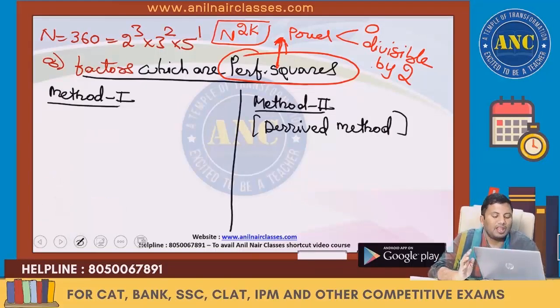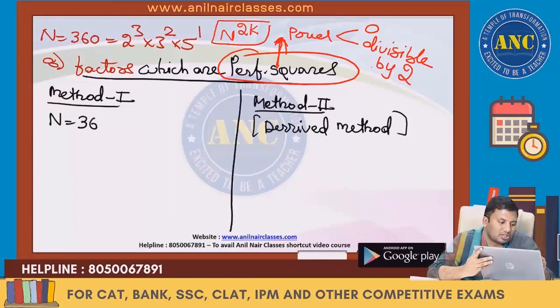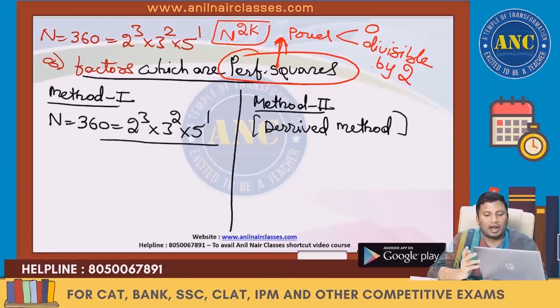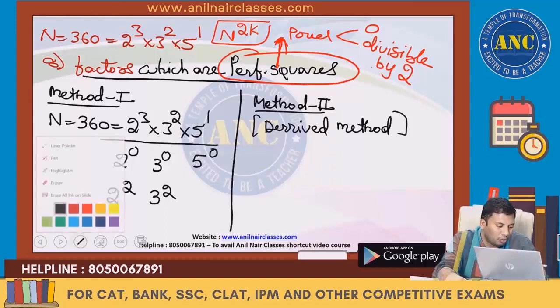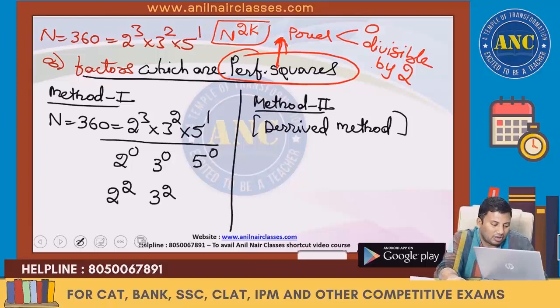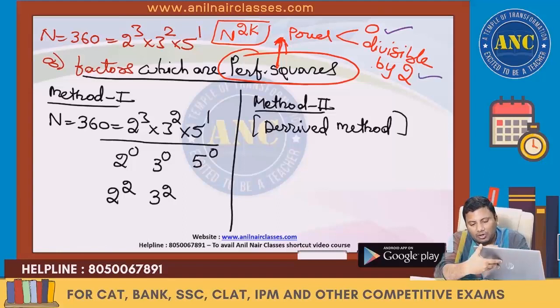Now method 1. Factors which are perfect squares. N is 360. 360 is 2 cube into 3 square into 5 power 1. Power should be either 0 or divisible by 2. 2 power 0. Next is 2 power 2. If I multiply two perfect squares, I will get another perfect square. 4 into 9 is 36. 9 into 16 is 144. 16 into 25 is 400. So, starting from 0, take only the perfect squares.